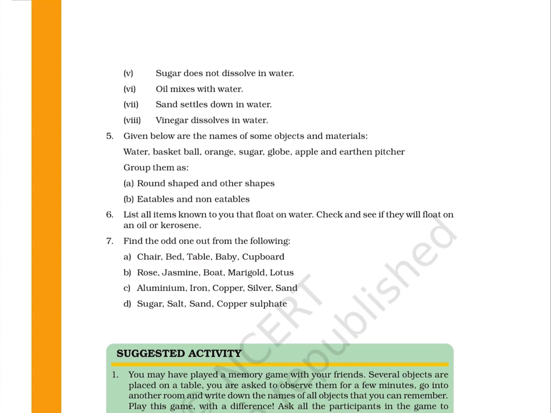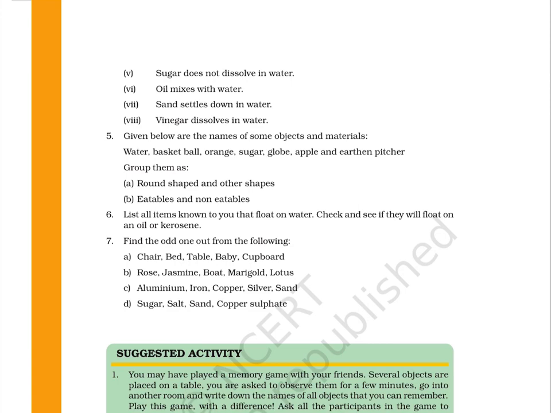5. Given below are the names of some objects and materials: water, basketball, orange, sugar, globe, apple, and earthen pitcher. Group them as: A. Round-shaped and other shapes. B. Eatables and non-eatables. 6. List all items known to you that float on water. Check and see if they will float on an oil or kerosene.